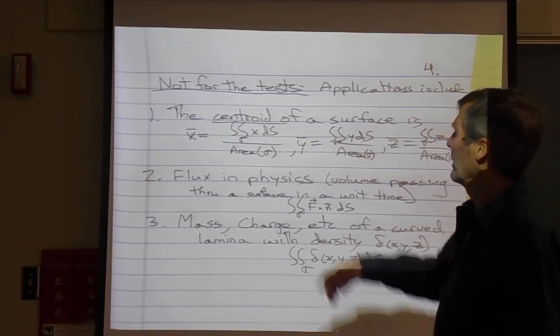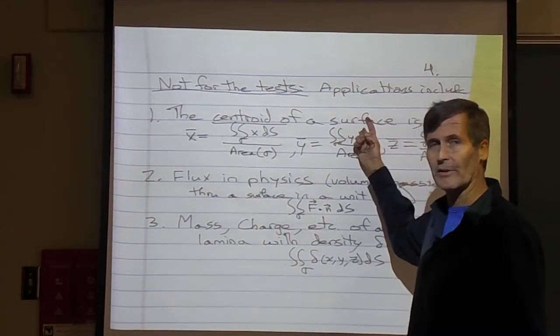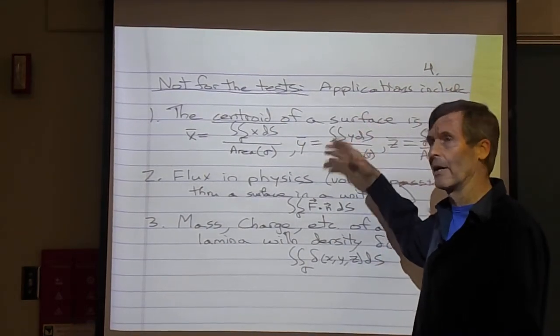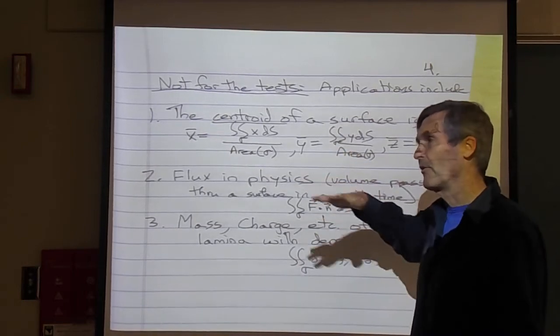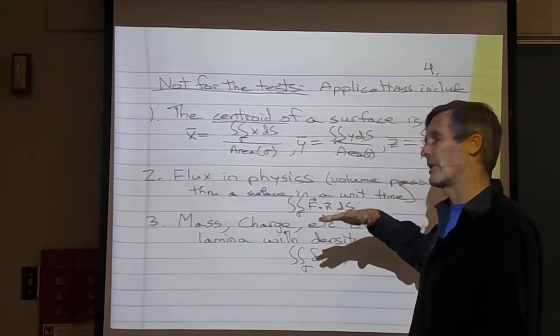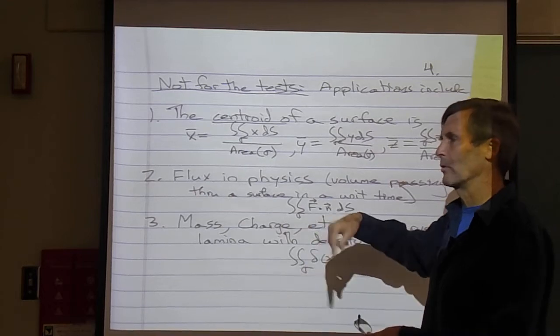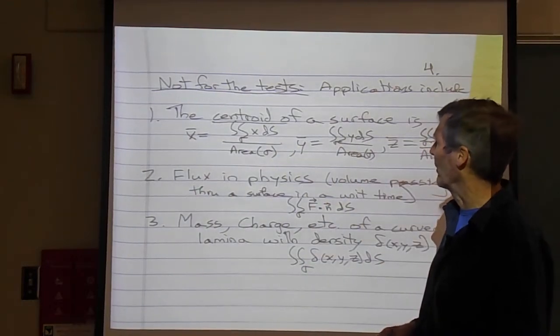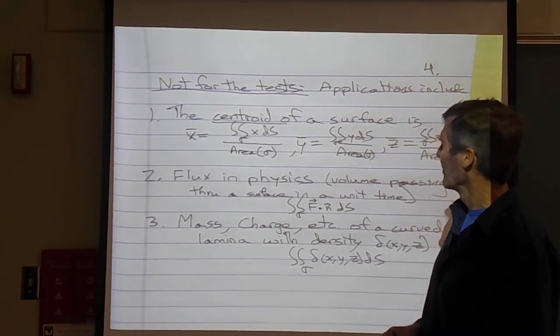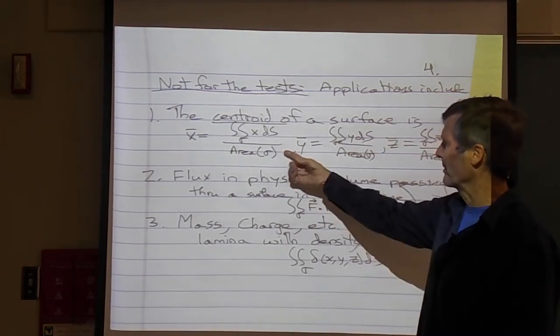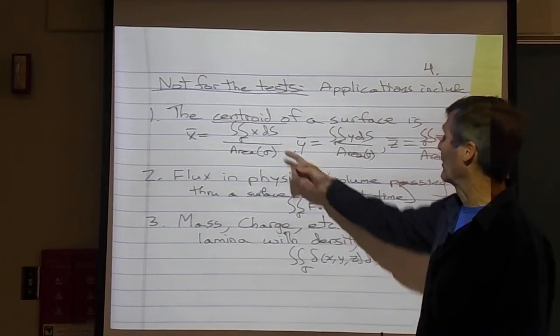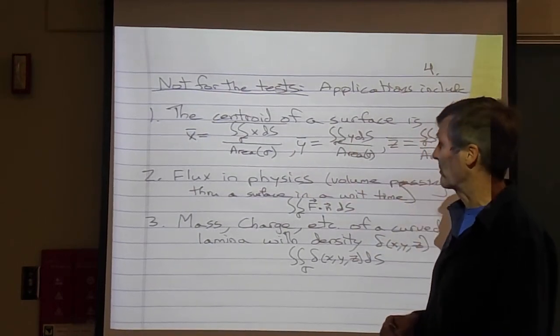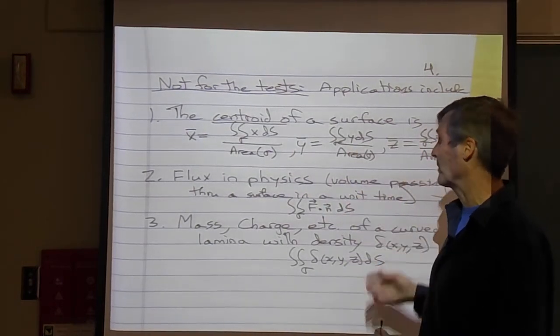Here are a few applications. For instance, the centroid of a surface. Interesting thing about the centroid: unlike the lamina that's flat, where the centroid tends to come out on the lamina, unless maybe you've got a ring and it comes out in between, this thing tends not to come out on the surface itself. So the centroid doesn't tend to be on the surface, but nonetheless you can calculate a centroid for the curved surface.